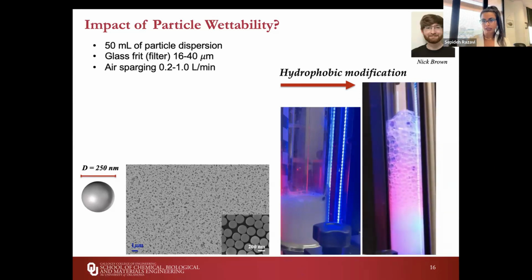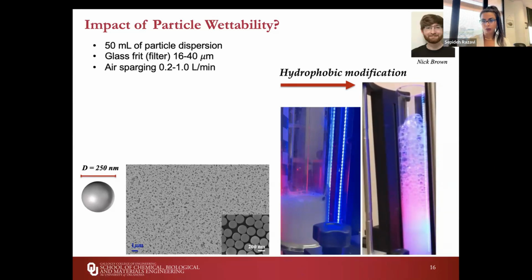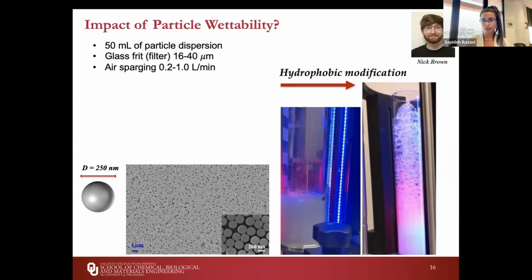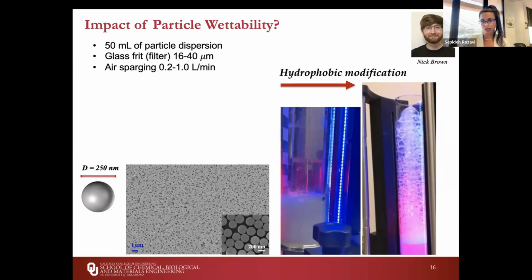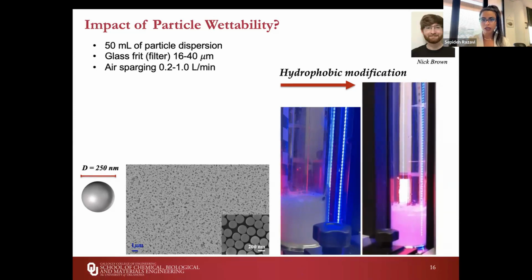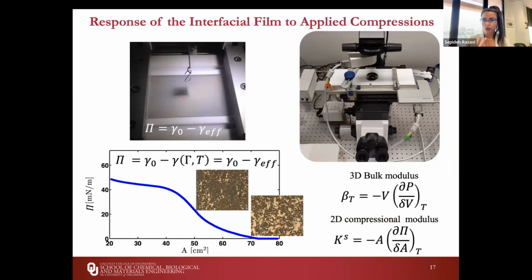So we wanted to understand what is happening at those bubble surfaces, that only by changing the wettability, we are dramatically changing the amount of foam that can be made. So we go back to interfacial techniques and tools that we have in my lab. The first one is a Langmuir trough that is conventionally used for studying surfactant adsorption to fluid interfaces.